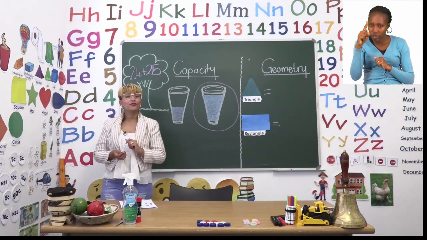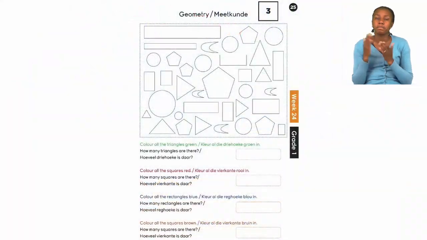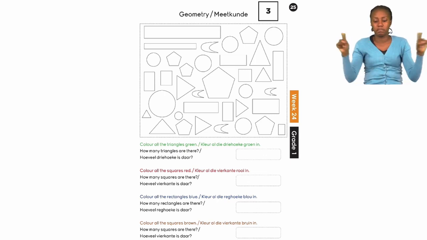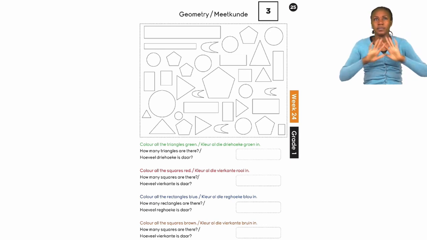Okay, now before you go ahead with all your circling, let's quickly turn our booklets to page 25 and do some geometry. Now here you will see a picture with a lot of shapes, and then below you have your instructions. So the first instruction says you have to color all the triangles green. You have to color all the triangles green.